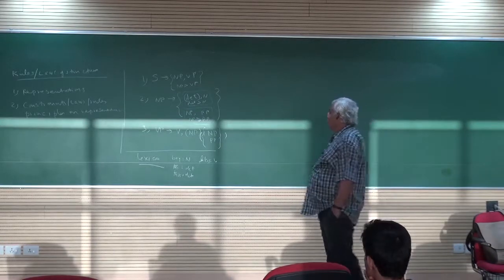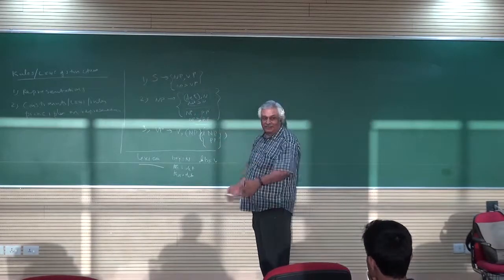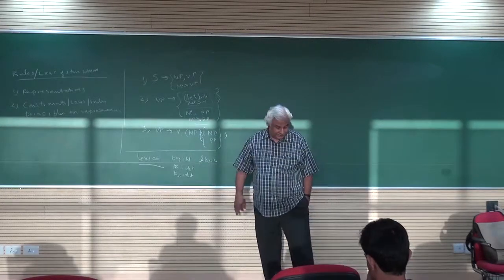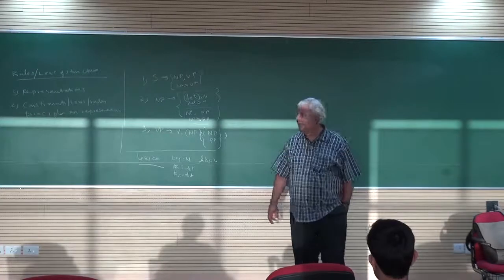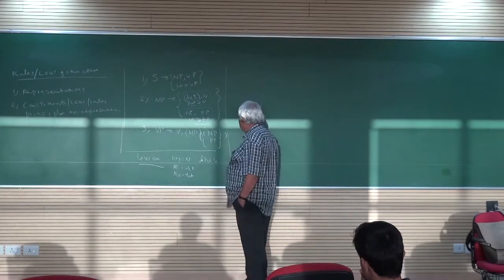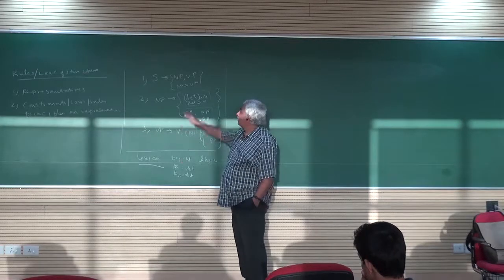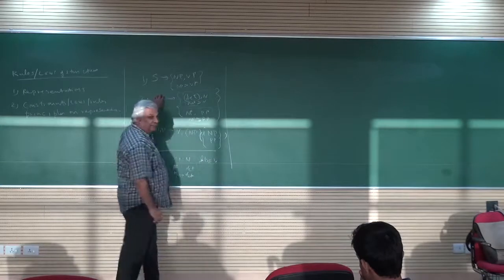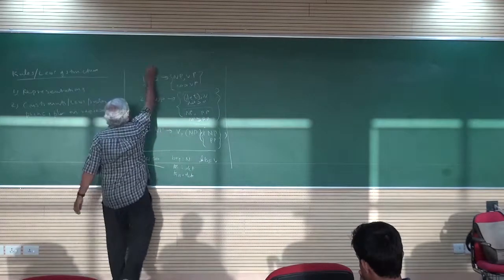Okay. So let me take you through the derivation, and then you'll see that there are many other things that we need to do. But the earliest grammars were of this type. The crucial aspect of this is that it is in terms of categories.